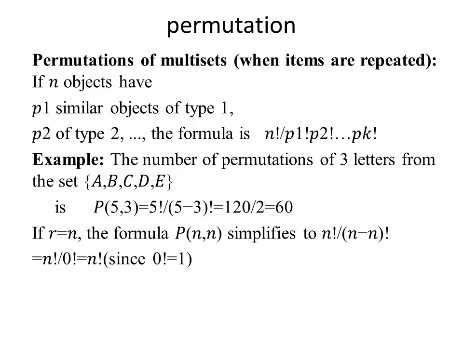If r is equal to n, the formula P(n, n) simplifies to n factorial over (n minus n) factorial, that is n factorial over 0 factorial, that is equal to n factorial, since 0 factorial is 1.